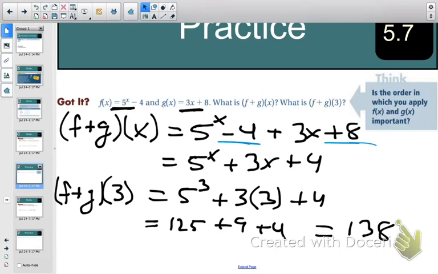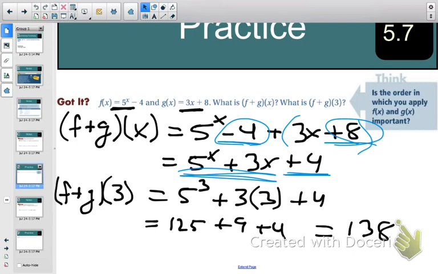Alrighty, welcome back. So when you're adding these together, I didn't put parentheses around here because you only need parentheses if you're subtracting, because you have to distribute your negative. But you can put parentheses if you want. So I can combine the negative 4 and the positive 8 to get a positive 4 here, but I can't combine these two because one has an exponent with an x and one is just 3 times x. So I just leave it like that.